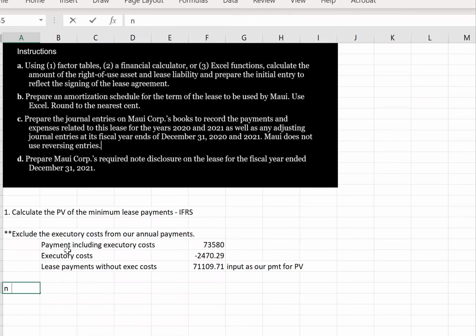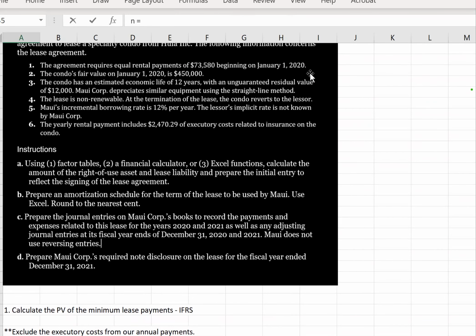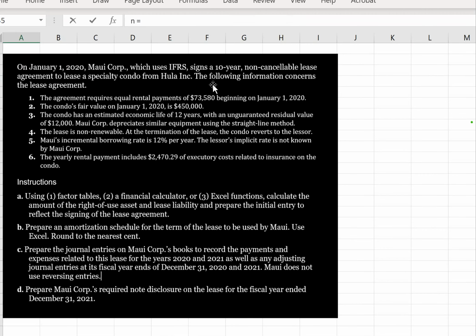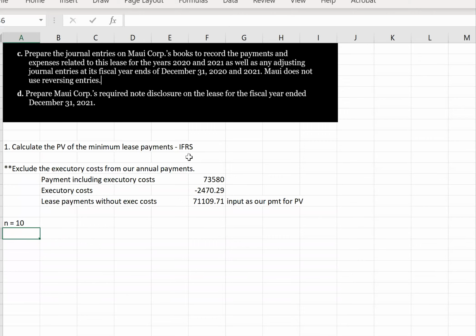So we've got N equal to, how many years is this lease? Where does it say the term? Oh, it's a 10-year. Maui Corp uses IFRS and signed a 10-year non-cancelable lease. So N is 10. I is going to be the rate of 12% that we're given. Our payment is going to be what we calculated above.